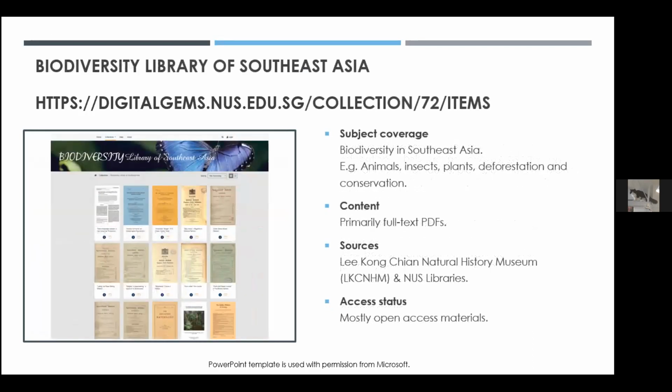In relation to biodiversity in Southeast Asia, we have one collection known as the Biodiversity Library of Southeast Asia. As implied, its subject coverage is on biodiversity in Southeast Asia. It is useful for you if you have topics to look for information on, such as animals, insects, plants, deforestation, and conservation. It is made up primarily of full-text PDFs, and we obtain or digitize these either from the Liechtenstein Natural History Museum or from the print titles that exist in NUS libraries. Most of these titles are fortunately open access, meaning that anyone who goes to Digital Gems can refer to the PDFs.